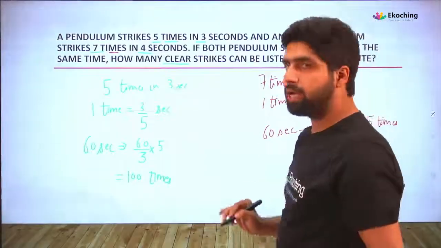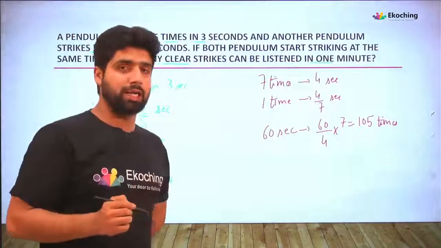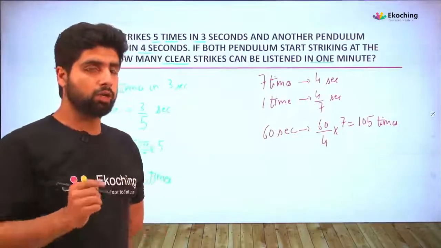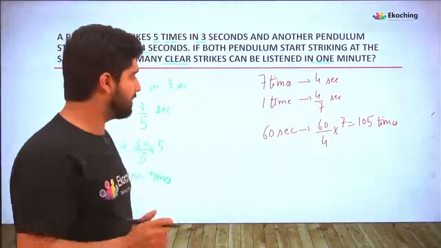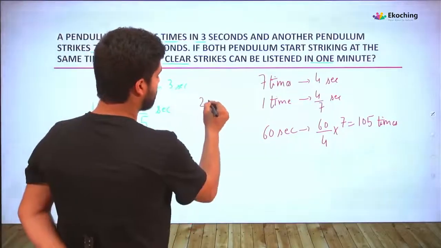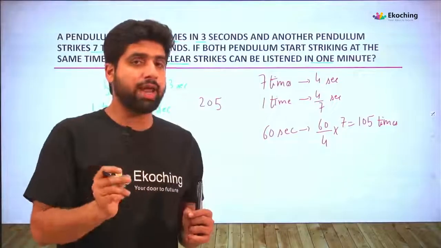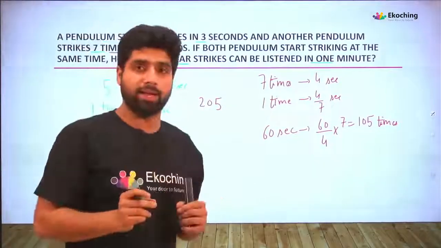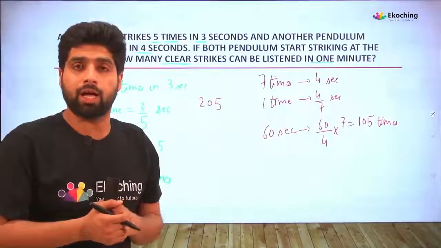So can I say 100 times plus 105 times? Totally, your answer would be 205 times. But the twist is, this answer is wrong. Yes, together they both strike 205 times, 100 times, 105 times. But what does the question ask?